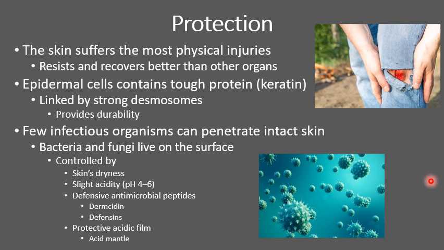The amount of bacteria and fungi on the surface of the body or the skin is controlled by the dryness and the acidity of your skin. We have defensive antimicrobial peptides or proteins like dermcidin and defensins. And then we have a protective acidic film called the acidic or acid mantle. And these all control the amount of bacteria and fungi that live on the surface of your skin.